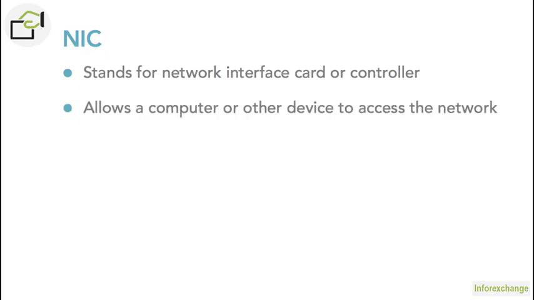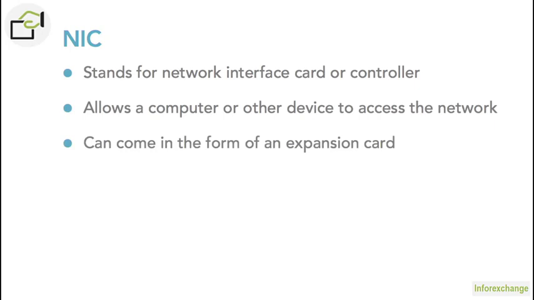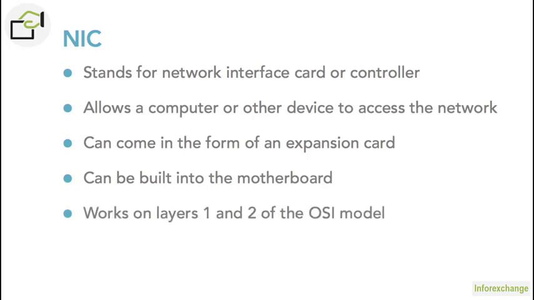What the NIC does is it allows a computer or other device to gain access to the hardware of a network. The device that does this can come in the form of the aforementioned expansion card. It can also be built directly into the motherboard, and even more recently, the device that gives a computer access to the hardware can even come in the form of a USB device. Either way, whatever form it comes in is still referred to as the NIC. The NIC works on layers 1 and 2 of the OSI model.